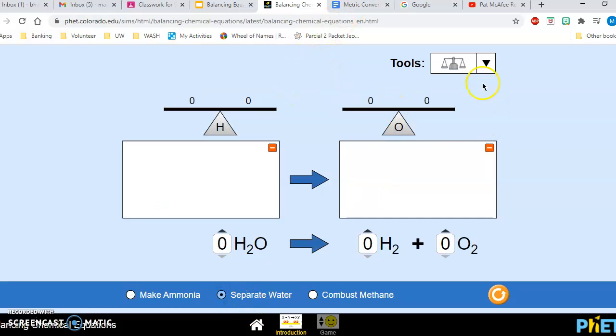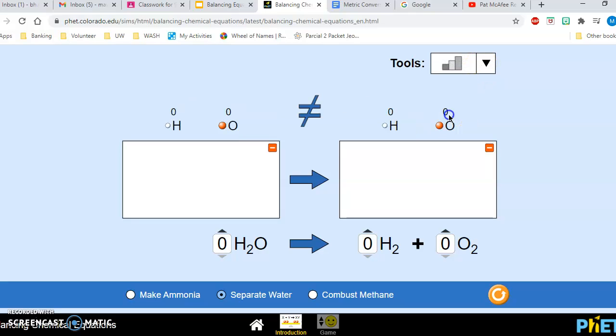Let's do another one. I want to show you a different tool though. Instead of our balancing scale, we could also do it using this little bar graph. This time we're taking water and turning it into hydrogen and oxygen. Let's give everything a 1 just to see where we're at. Right now our hydrogens are balanced on either side, but our oxygens are off. We only have 1 little red circle, 1 oxygen, but we have 2 little circles over here, so we have 2 oxygen. So we've got to increase our oxygen to 2.